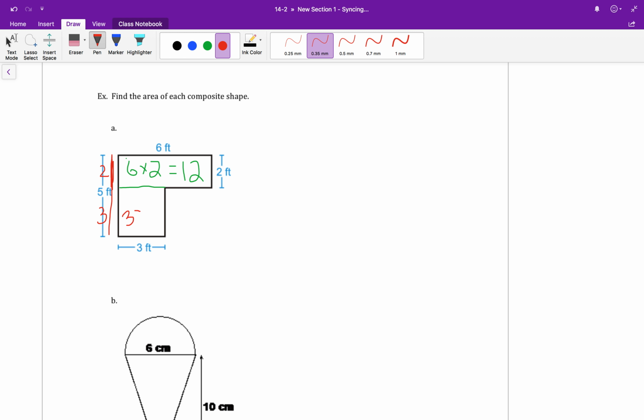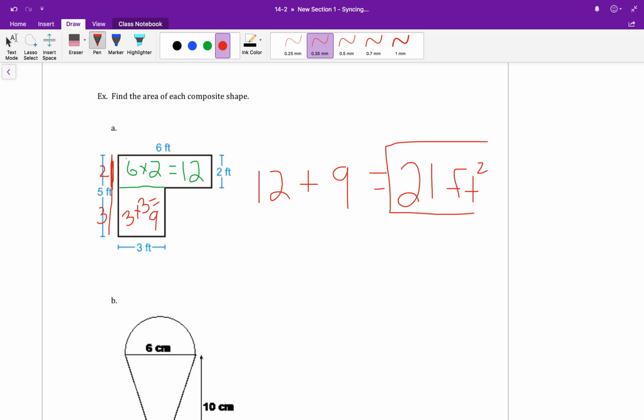It looks like a square, but never just trust your eyeballs on all these shapes. Make sure and actually calculate it out. So the area of this is 9. So I'm going to add those together. 12 plus 9 to give me my answer of 21 feet squared. So my final answer, 21 square feet or feet squared. Make sure to label your units, and since it's area, they're all going to have a square.